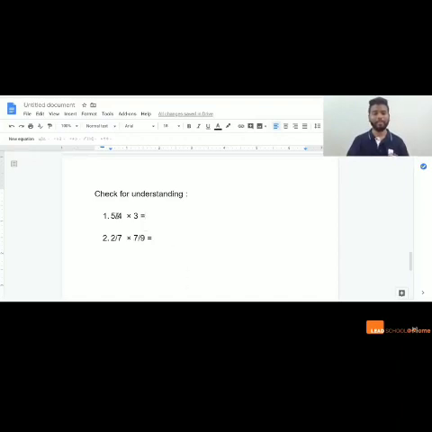Time. So 5 by 4 into 3 is 15 by 4. Okay. 15 by 4 is 15 out of 4. This is an improper fraction.